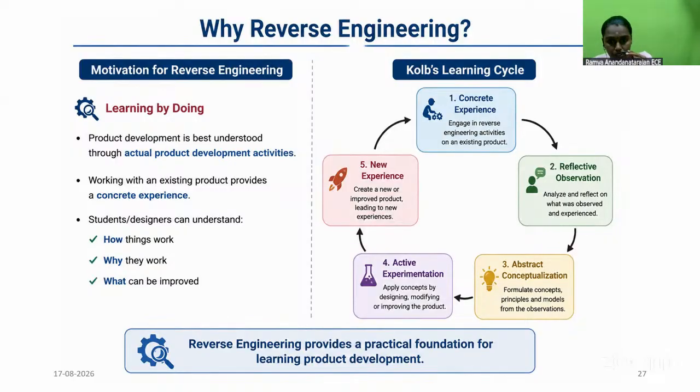Then active experimentation. Apply these concepts by designing, modifying, or improving the product. This is the fourth step. Once you experiment, you will know what the drawbacks in the new design are. Then again the cycle repeats. After you get the new experience, you create a new product. In this product you may have some drawbacks, then you again go for experiencing the new product, then this cycle repeats. So this is called the learning cycle. That is, you experience, observe, formulate new concepts, then apply these concepts and make the improved product. So I think now you would have understood how reverse engineering works.